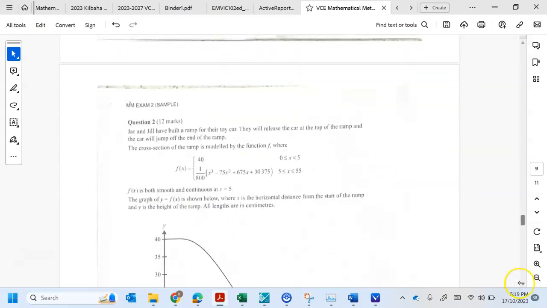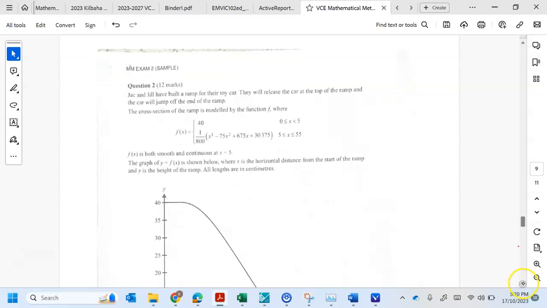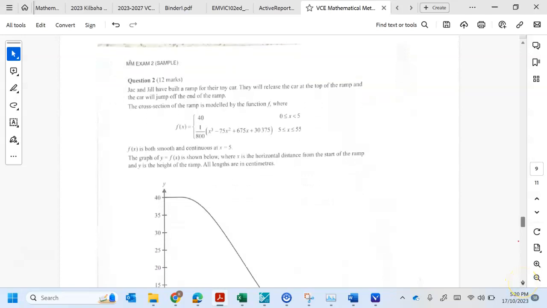All right, so question number 2. Jack and Jill have built a ramp for their toy car. They will release the car at the top of the ramp and the car will jump off the end of the ramp. The cross section of the ramp is modeled by the function, blah, blah, blah. So we've got f equals 40 from 0 to 5, and then the rest of the graph from 5 to 55, we've got that function. It is continuous at x equals 5.